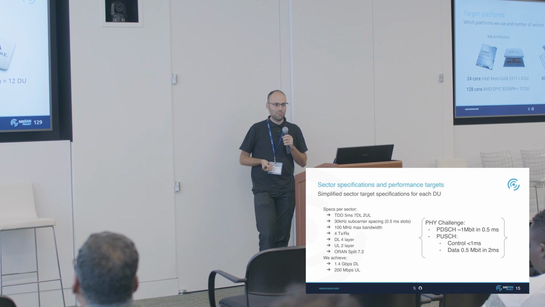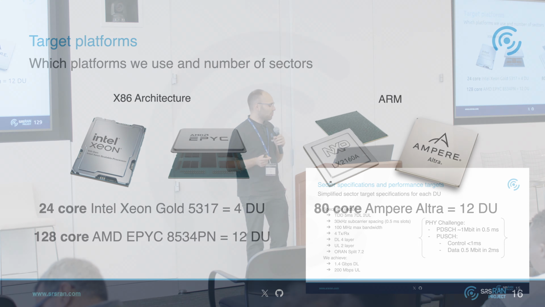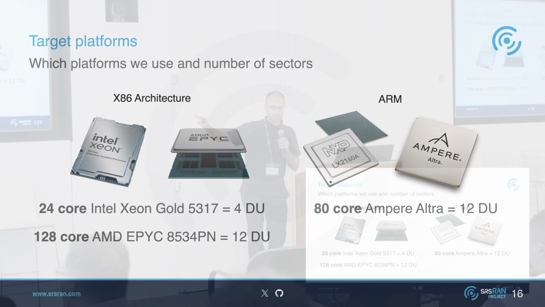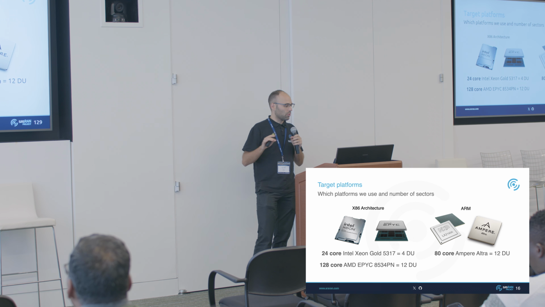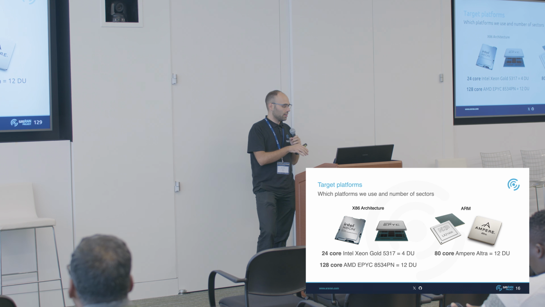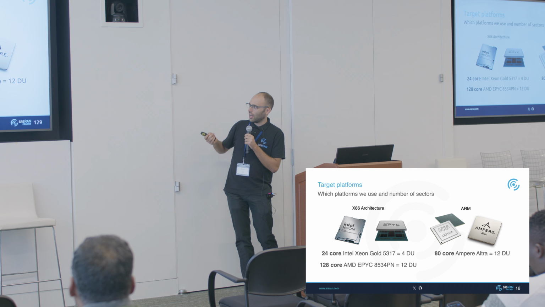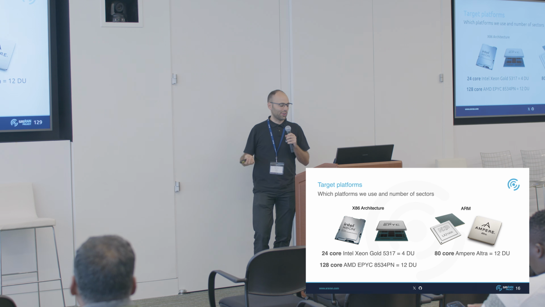So now the next question would be, in which platforms are we going to run our physical layer? In our lab, we have tested a few platforms, but I'll concentrate on the x86 and ARM. On the x86 family, we use Intel Xeon. For example, in a 24-core Intel Xeon, we can run 4 sectors. And then in AMD EPYC, with 128 cores, we can run 12 sectors. On the ARM side, we have recently done certain improvements. So with an 80-core Ampere Ultra, we are able to run 12 sectors.